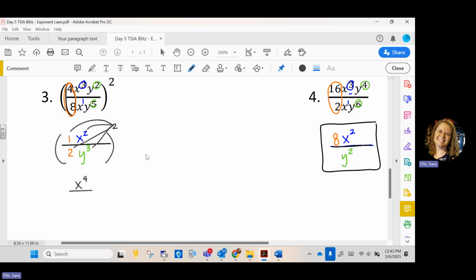Okay, and then this orange 2 from the bottom, 2 squared is 4. So my coefficient down here will be 4. And then y cubed squared. So the 3 times 2 is 6. So y is to the 6th power. And like I said, I did the inside first and then the exponent on the outside. You could have distributed that first and then done your simplifying, but I think it was easier to simplify first.